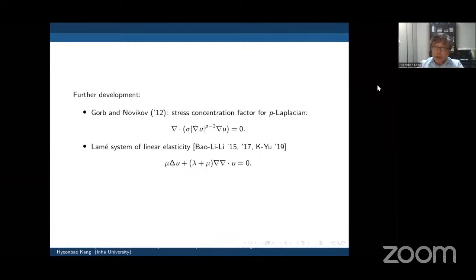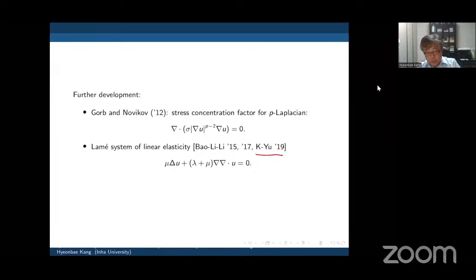And there was some other development to other equations, like Kang, Lim and Yun, who derived stress concentration factors. And also Bao, Li and Li, this is Lamé and Haigang Li. They derived the estimates for the Lamé system. And we also characterized the singularity of the solution for the Lamé system, the two-dimensional Lamé system.